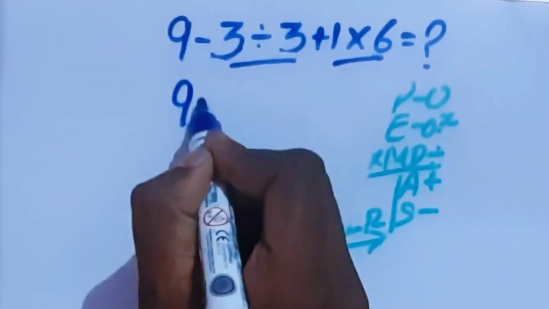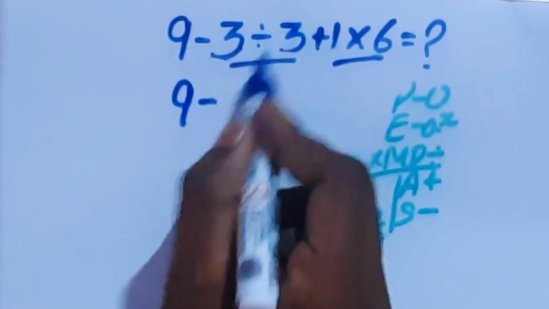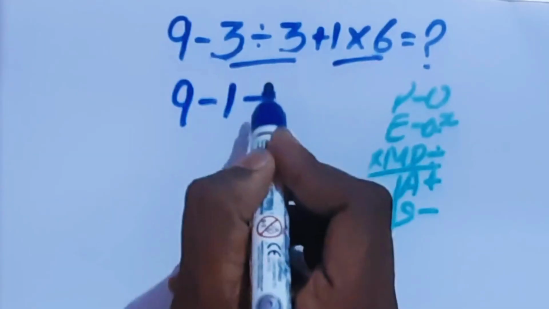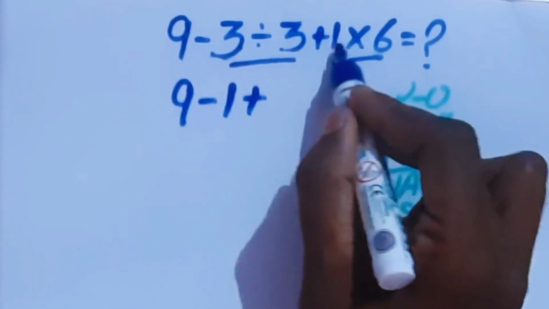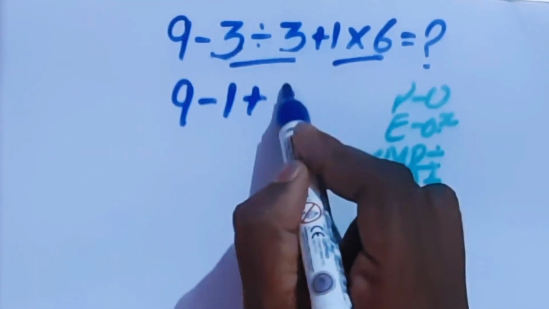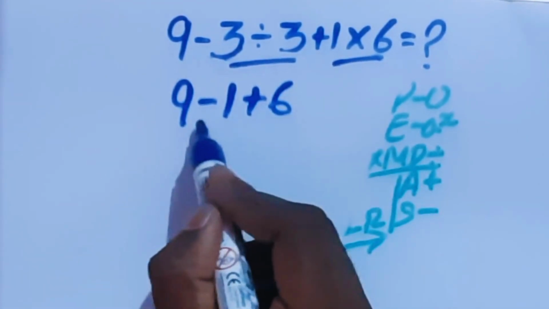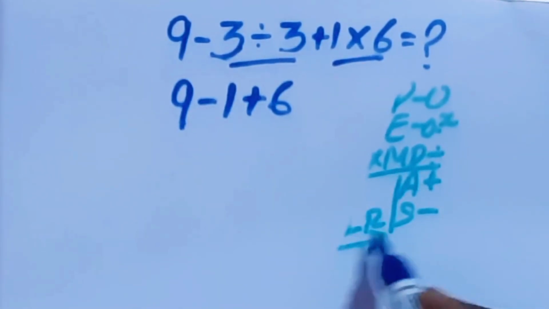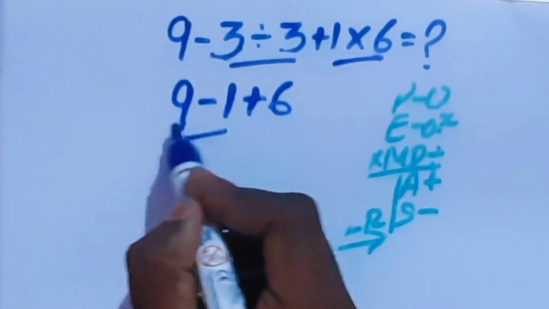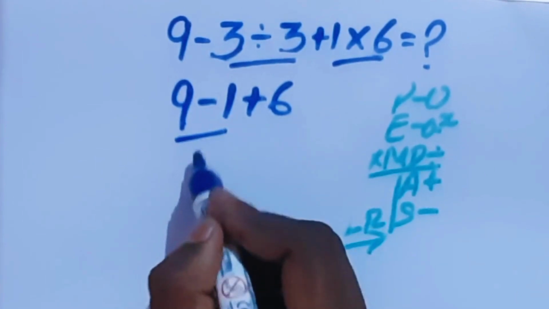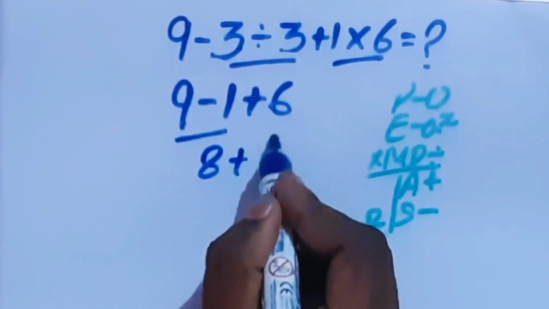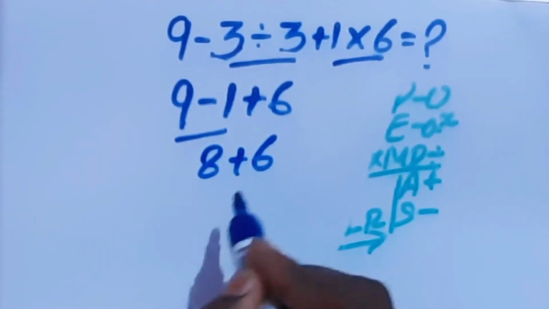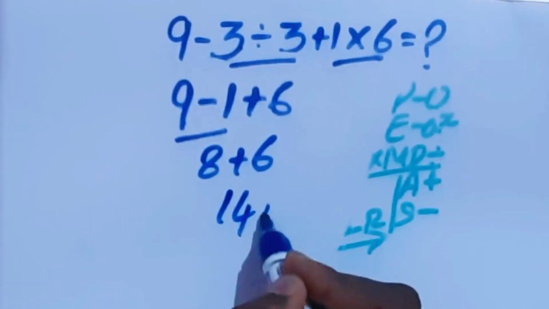So, 9 minus 3 divided by 3 is 1. Plus 1 times 6 is 6. Here we have subtraction and addition. Both are equal priority. We are going to follow left to right in the problem. Here left to right is 9 minus 1. 9 minus 1 is 8, plus 6. Here 8 plus 6 is 14, which is the correct answer.